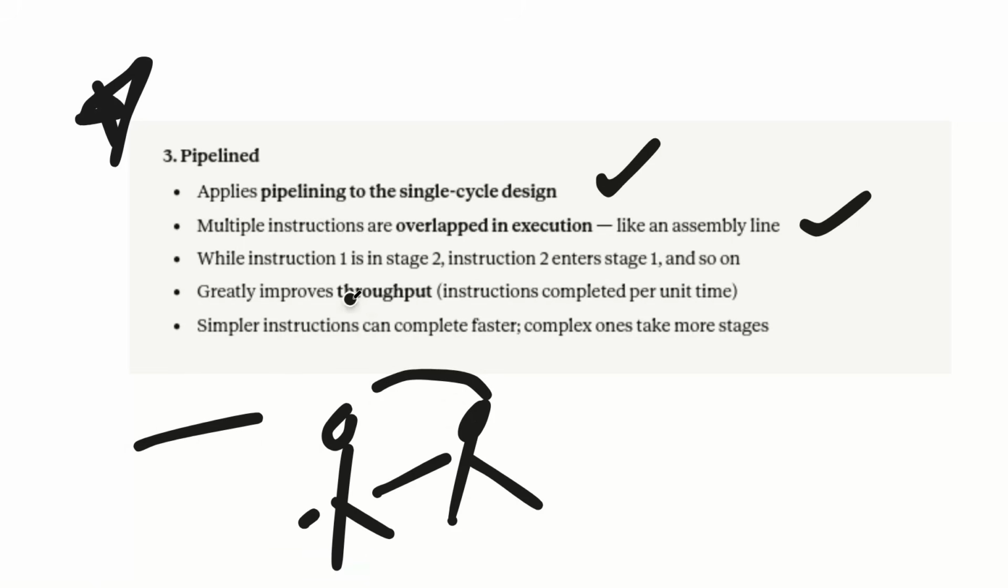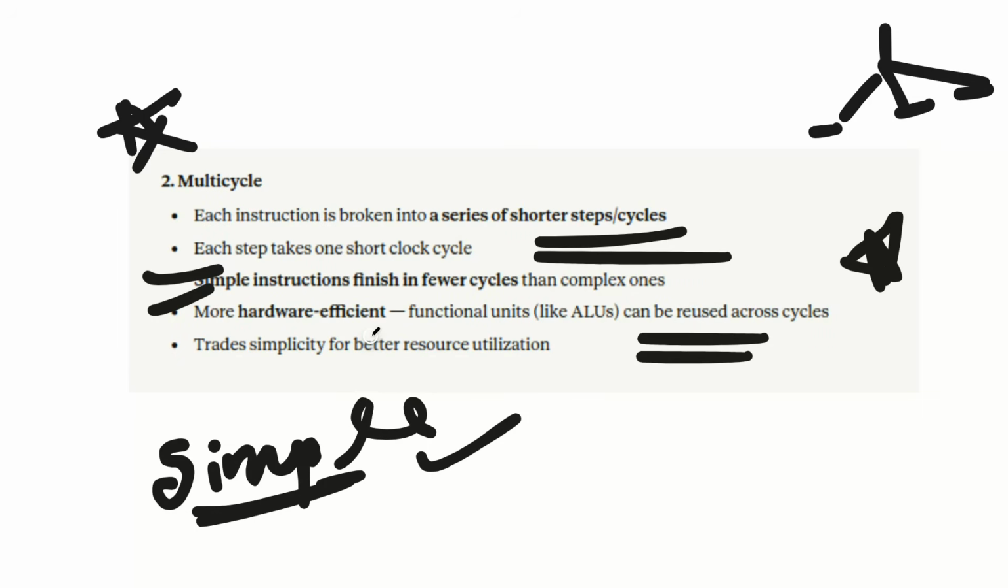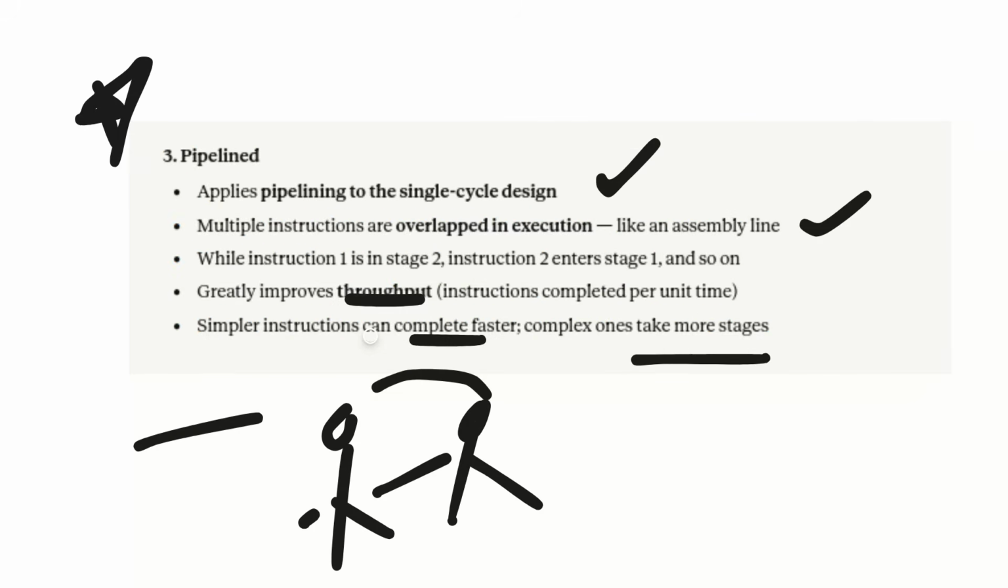Greatly improves the throughput means this. Throughput is the number of instructions completed per unit time. The throughput can increase because the instructions completed per unit time would be more, as multiple instructions are overlapped during execution. So simple instructions can complete faster, and complex ones take more stages. Here in multi-cycle, simple instructions take fewer cycles than the complex ones. That is the only thing, and it is hardware efficient, because across cycles the functional units can be reused.